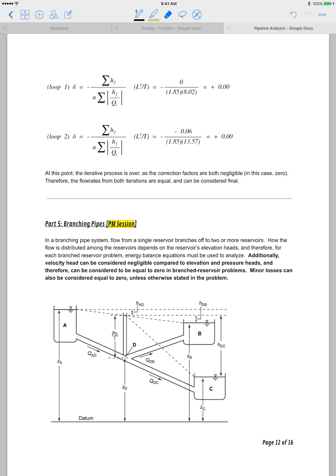Also, minor losses can also be considered equal to zero unless otherwise stated in the problem. So you could have in a PM portion a pump and several valves and entrance and exit losses, friction loss to calculate, minor losses to calculate, and pumps to add to the equation. But really, you're still working from a Bernoulli equation, an energy balance equation, to figure these problems out. And typically, you're generating three energy balance equations and using them as a group of formulas to solve for one common variable. Okay.